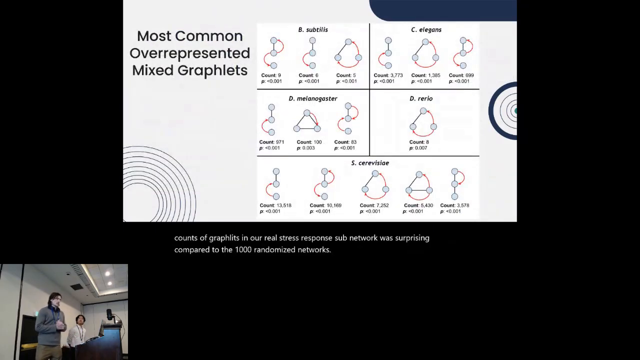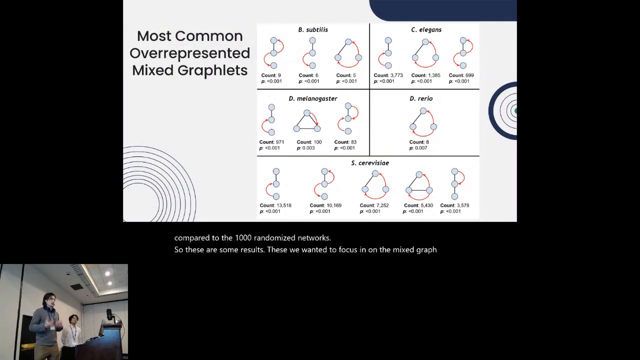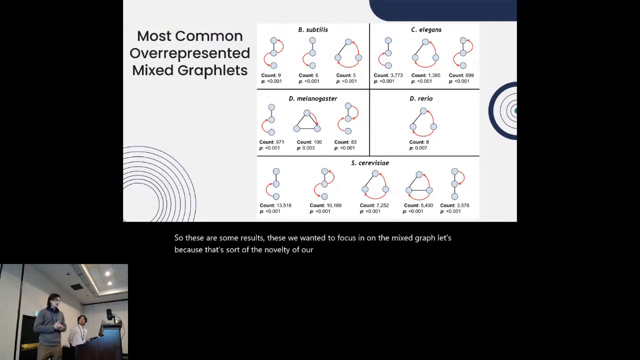So these are some results. We wanted to focus in on the mixed graphlets because that's sort of the novelty of our tool. And what's interesting here is that we actually see this. I'll describe this graphic a bit. This is the most frequent count, significant overrepresented mixed graphlets within each species.